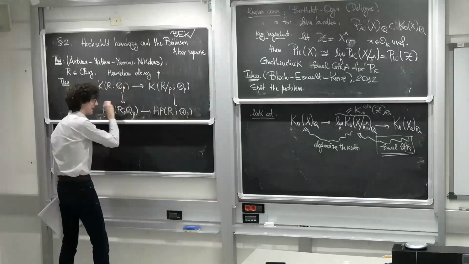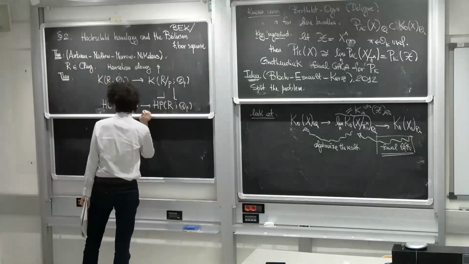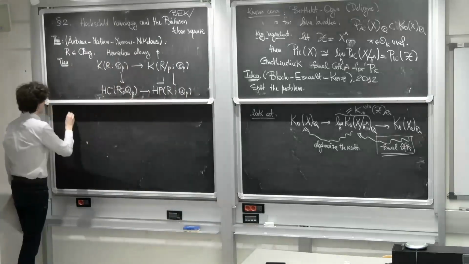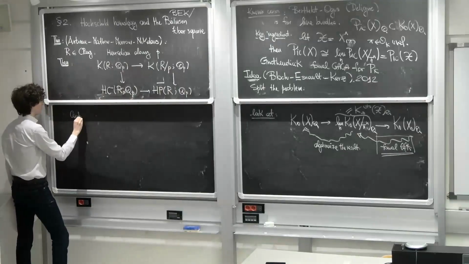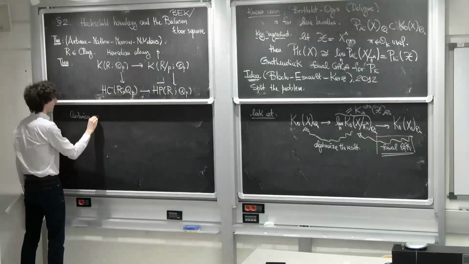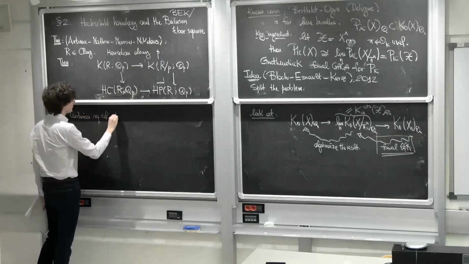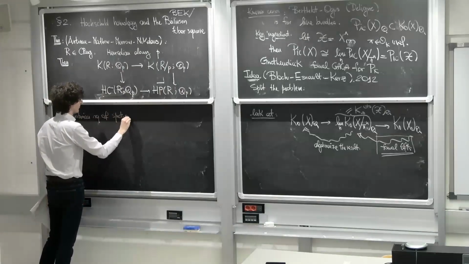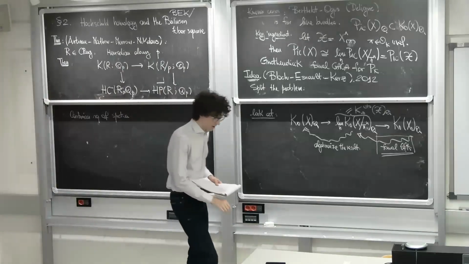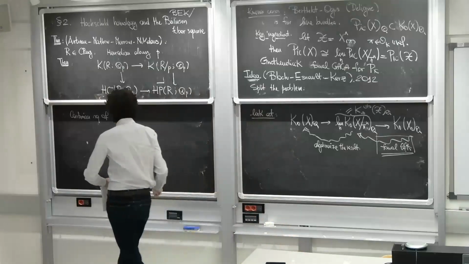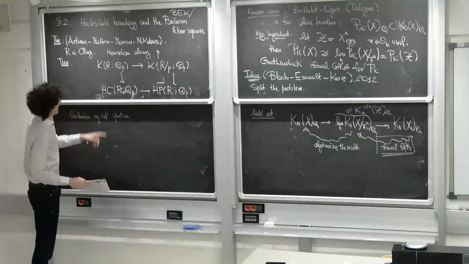Okay, so the square of this, okay, Cartesian square of spectrum. Okay, so it's K theory.